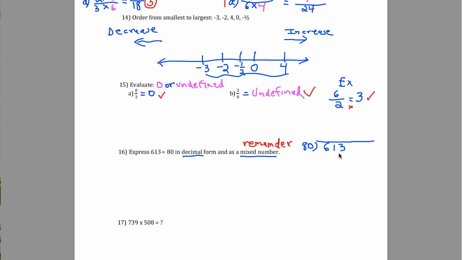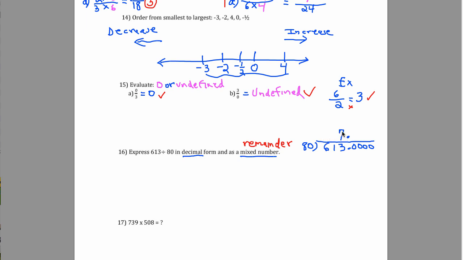So 80 into 613, I'm going to put zeros here. I don't know exactly how many I need, so I'll just put a few here and see what happens. And we have to align the decimal points. Now there are no 80s in 61, but of course there are 80s in 613. And I see that there's going to be probably 7. Now where did I get 7 from?